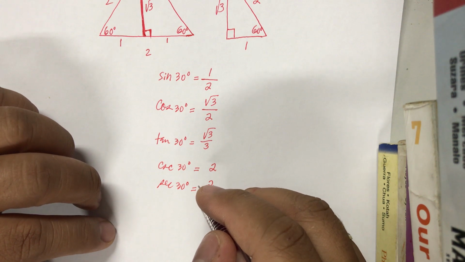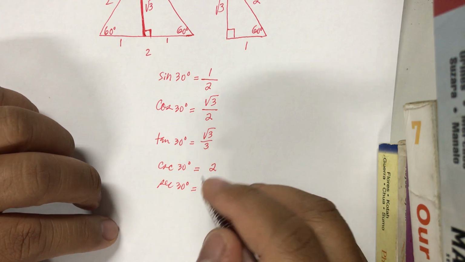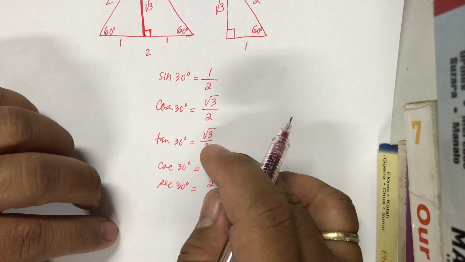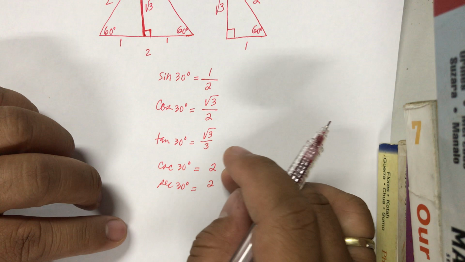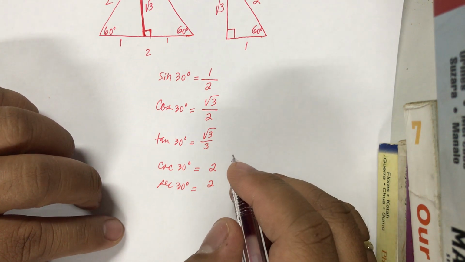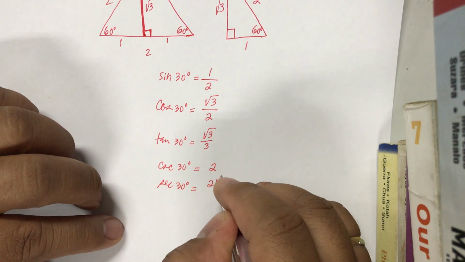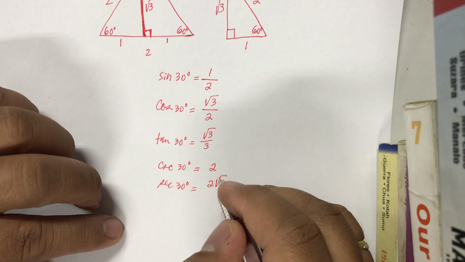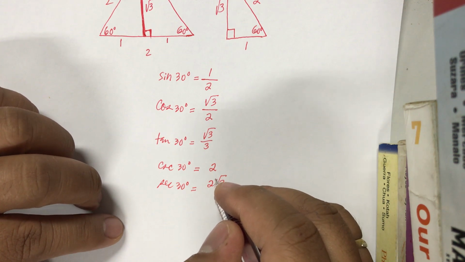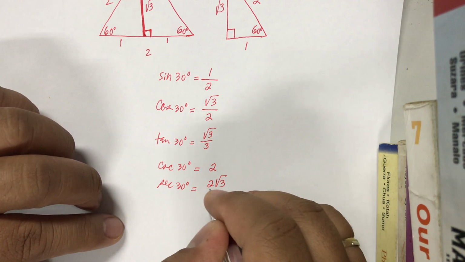Okay, it is irrational, so you make it rational. You rationalize the denominator by multiplying both numerator and denominator by square root of 3. So 2 over square root of 3 will become 2 square root of 3 over square root of 9. And since square root of 9 is 3, you have 2 square root of 3 over 3.